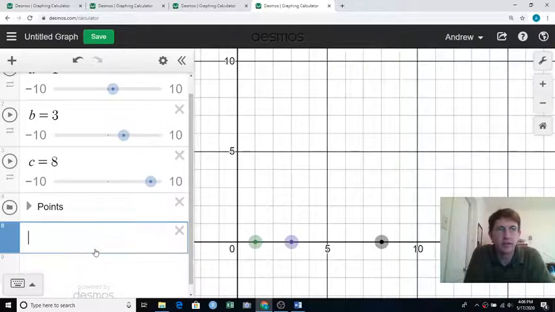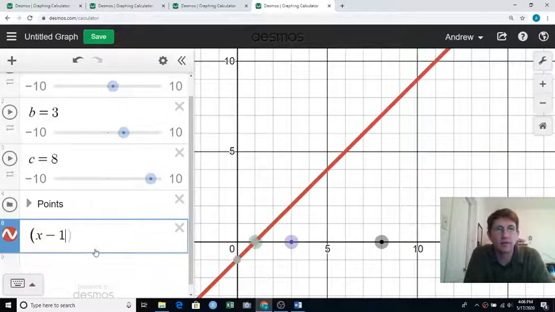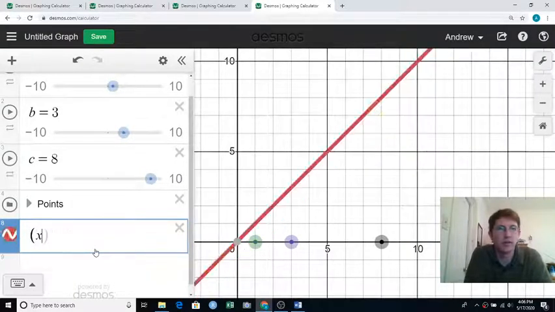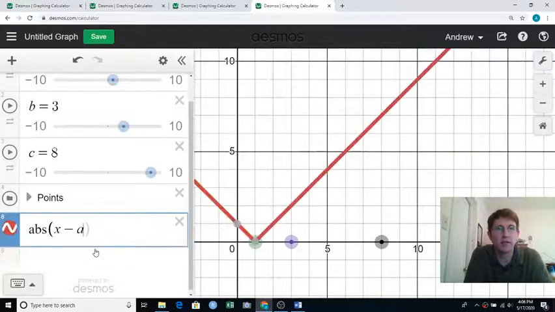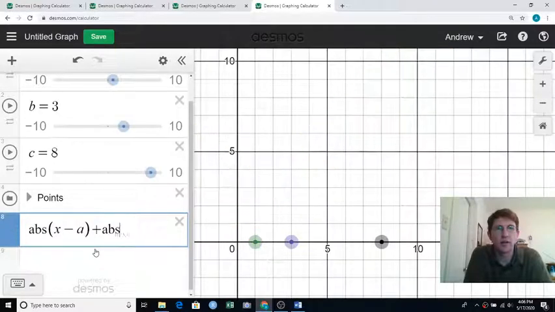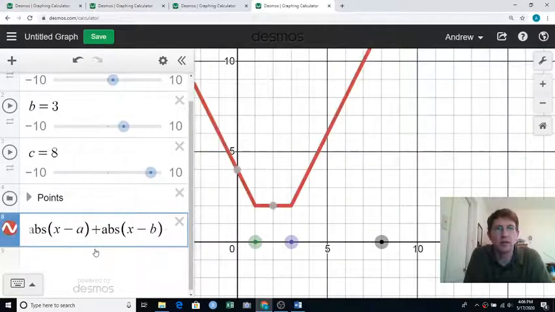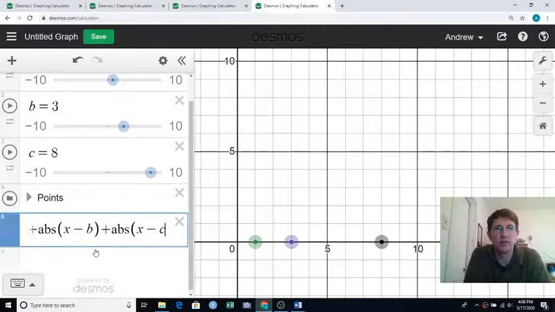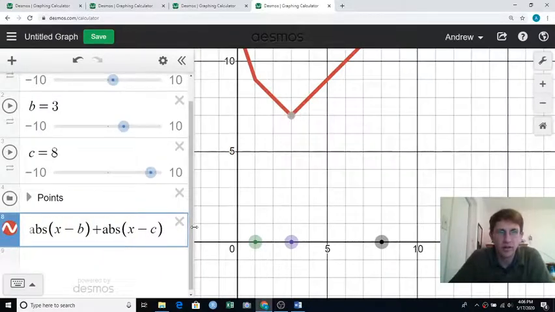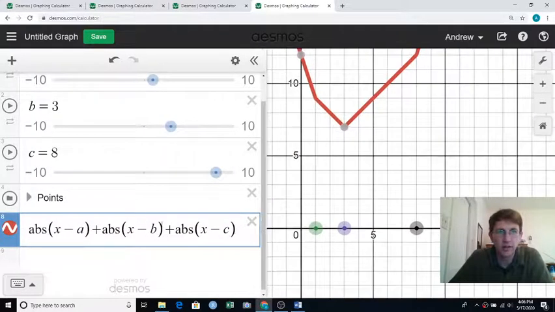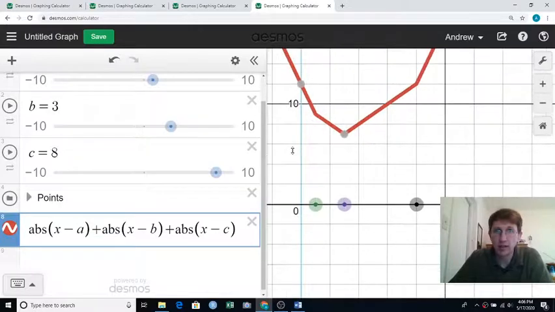So we could say the absolute value of x minus a, plus the absolute value of x minus b, plus the absolute value of x minus c. Hopefully you agree that each of those is the absolute distance between x and a, or x and b, and this is the sum of those absolute distances. And here's the curve we get. Not much of a curve, is it? Kind of interesting.